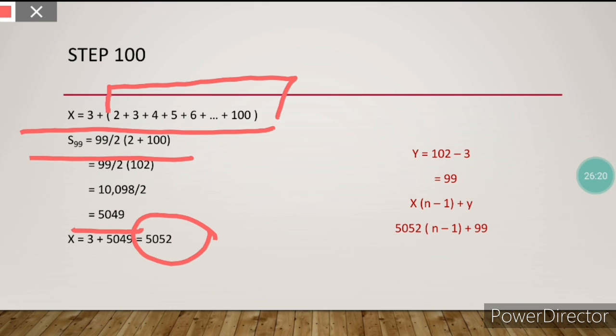In step 100, the last polygon added is a 102-sided polygon. Therefore, y is equal to 102 minus 3, which is equal to 99. And using the formula x multiplied by (n − 1) + y, let's substitute the value of x and y. Therefore, the formula in step 100 is equal to 5052(n − 1) + 99.